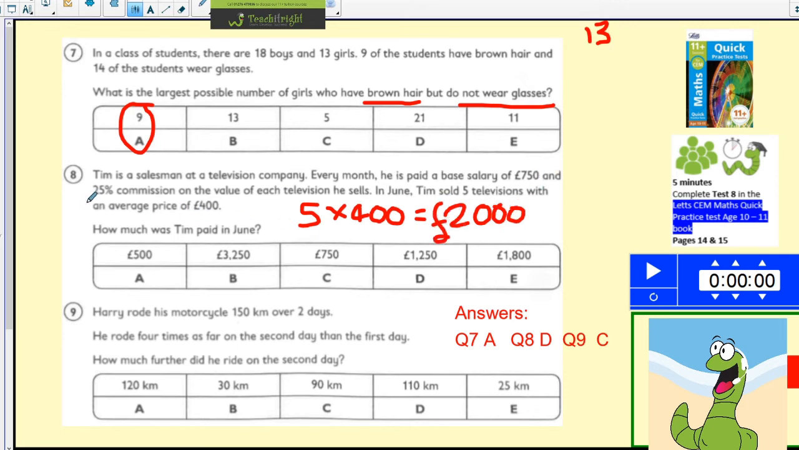And commission. Commission means he gets paid 25% of the money he makes. Well, that's going to be 25% of 2,000. Just for those working it out, you could do 10%, 10%, and 5%, or you could learn that 25% is a quarter, and a quarter of 2,000 is £500. That means he's going to earn a bonus of £500, so I've now just got to add what he was earning, the base salary, plus his bonus, which is going to be the answer of £1,250.